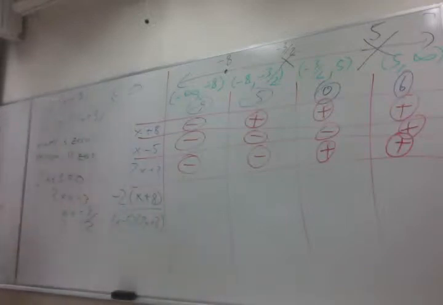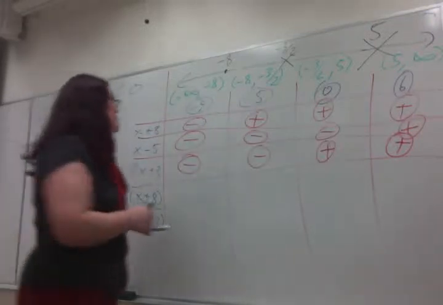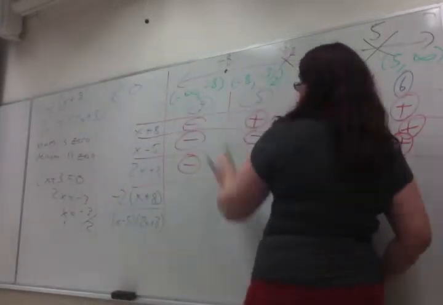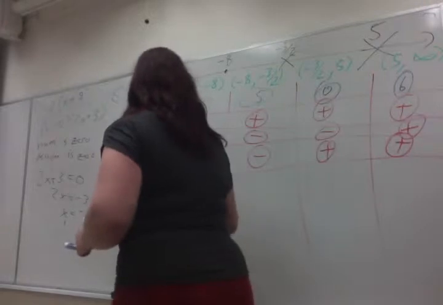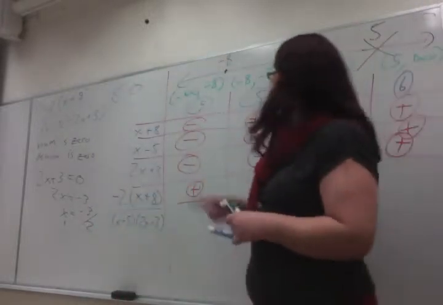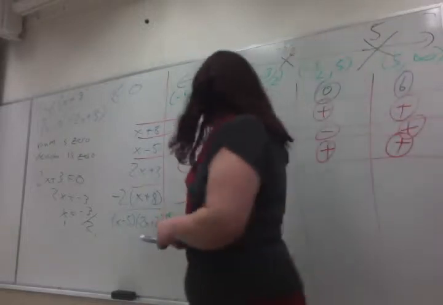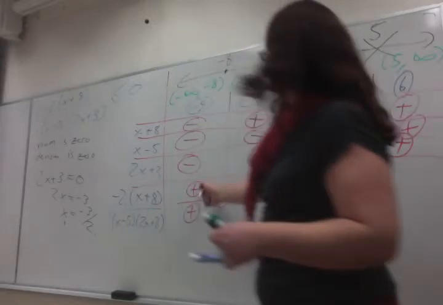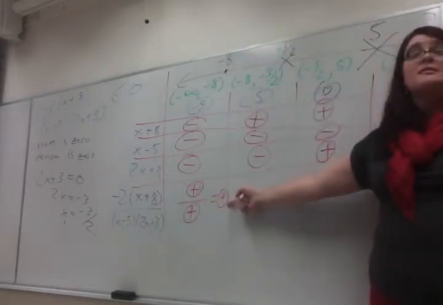So now I want to consider that whole thing: negative 2 times x plus 8 over x minus 5, 2x plus 3. Is that thing positive or negative? Well, here on the top we have negative 2 times a negative number. That's going to give you a positive thing on the top. On the bottom we have x minus 5, which is negative, and 2x plus 3 is negative. That gives you a positive number on the bottom. A positive number divided by a positive number is positive.